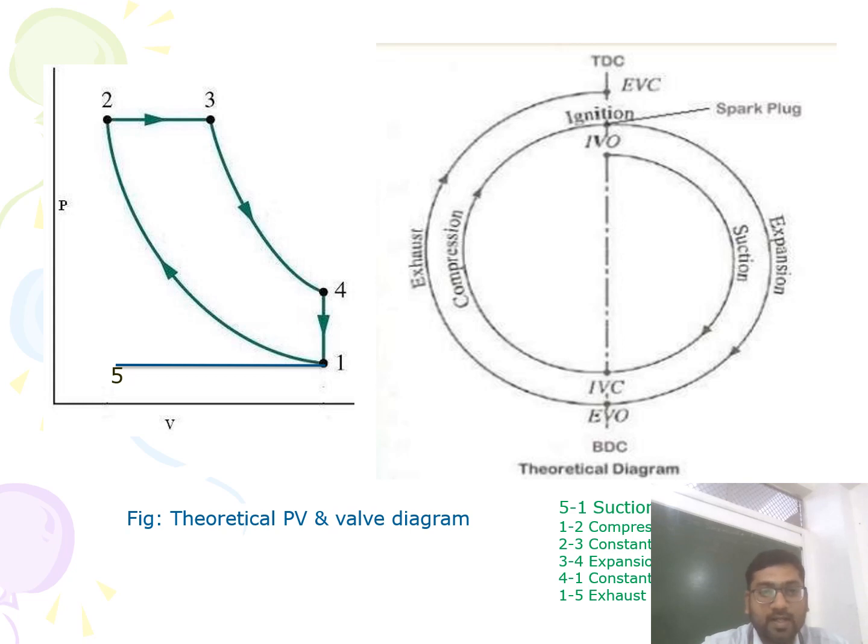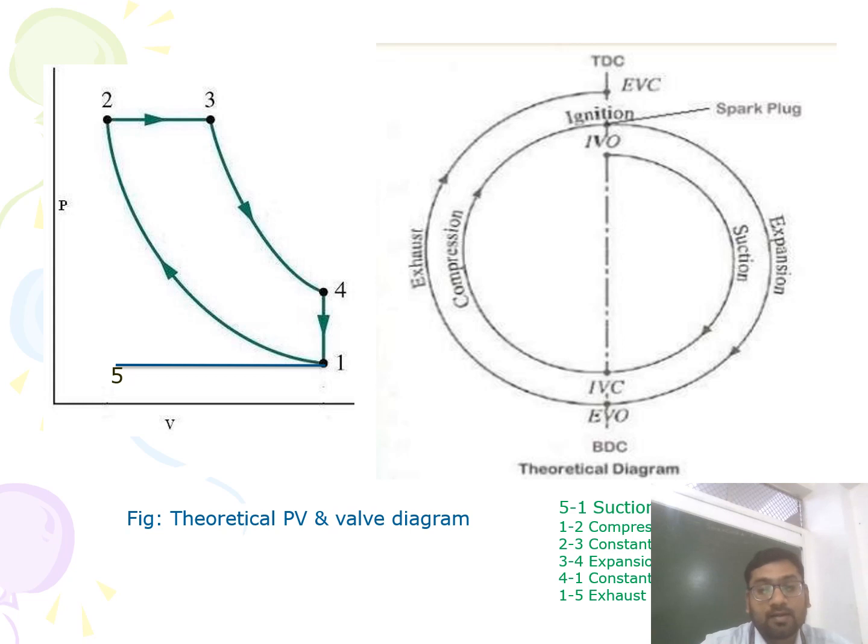So that's why it catches the heat, the ignition temperature or ignition heat, from this compressed air. So that's why it gets ignited inside the cylinder, and this process is carried out at constant pressure. So you can observe that the 2 to 3 line is a horizontal line.